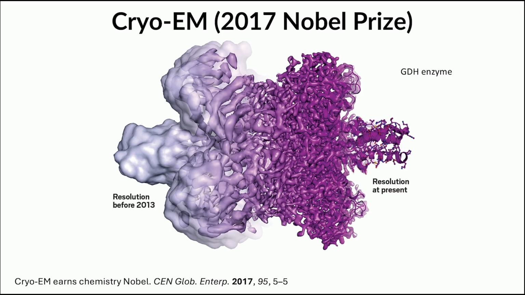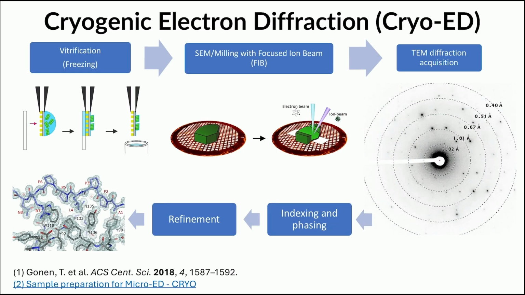Right now, after the detector caught up in about 2014, detector technology got very good, so we can use low doses. And we can see how this revolutionized the resolution of protein. Before 2013, this is what X-ray techniques were able to give us for glutamate dehydrogenase enzyme. And now using cryo-ED, we have atomic resolution. So this is how it works.